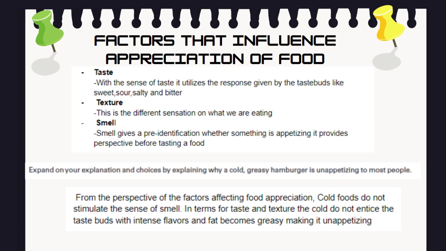Next are what are the factors that influence appreciation of food? We have three: the taste, the texture, and the smell. For taste, it utilizes the response given by the taste buds like sweet, sour, salty, and bitter. In terms of texture, it is the different sensation that we feel when we are eating. And smell, smell gives a pre-identification whether something is appetizing, and it provides perspective before tasting a food.